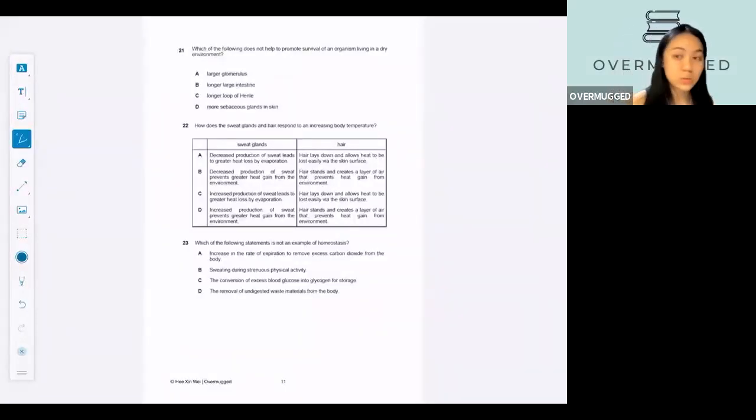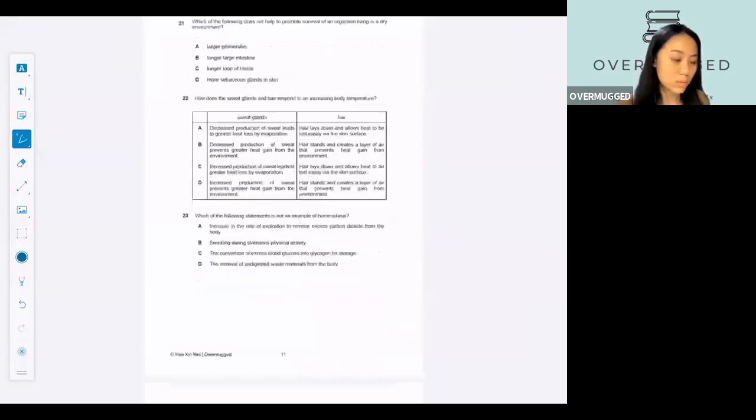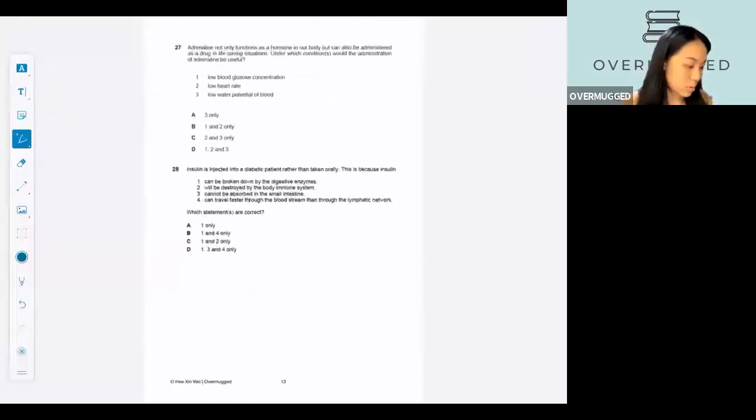Okay, 32, 33. Okay, so question 28. Insulin is injected into a diabetic patient rather than taken orally. So let me ask you all one question. What is insulin? Insulin, you tell me insulin is a hormone. Okay. What is a hormone made up of? A hormone is a chemical substance, it's also a protein.